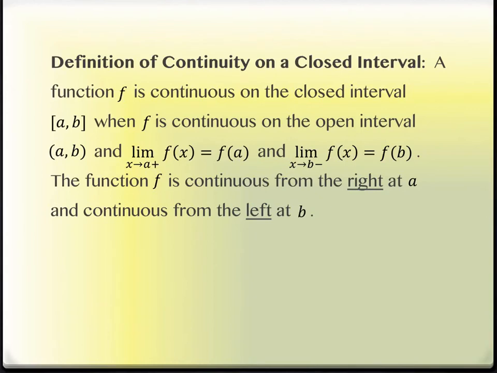All right, so we did continuity at a point. We did continuity on an open interval. Now this is the definition of continuity on a closed interval. And you'll notice that it's mostly the same with a little bit extra at the end. A function f is continuous on the closed interval [a, b] when it's continuous on the open interval (a, b).